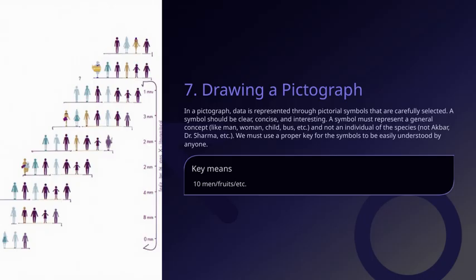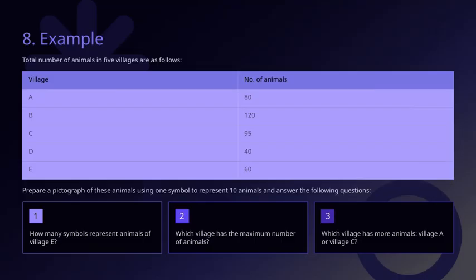Another important point is the key. The key explains what each symbol stands for, so anyone looking at the pictograph can interpret it easily. For example, a key might say that one symbol equals 10 men or 10 fruits. This way, the symbols give us a quick visual sense of the data without cluttering the chart. Remember, a well-designed key makes your pictograph accessible and straightforward for everyone. It's all about making data visual and easy to interpret at a glance, which is a key part of effective data presentation overall.